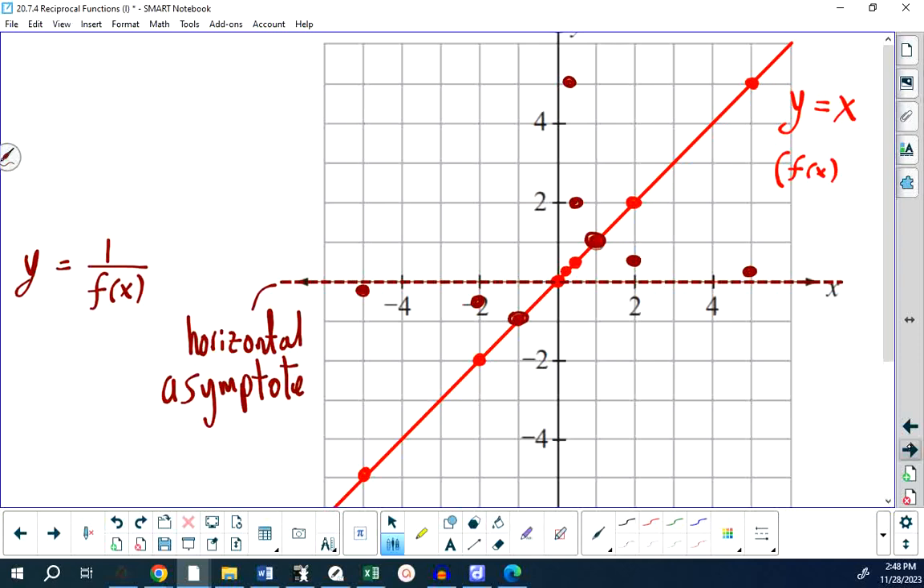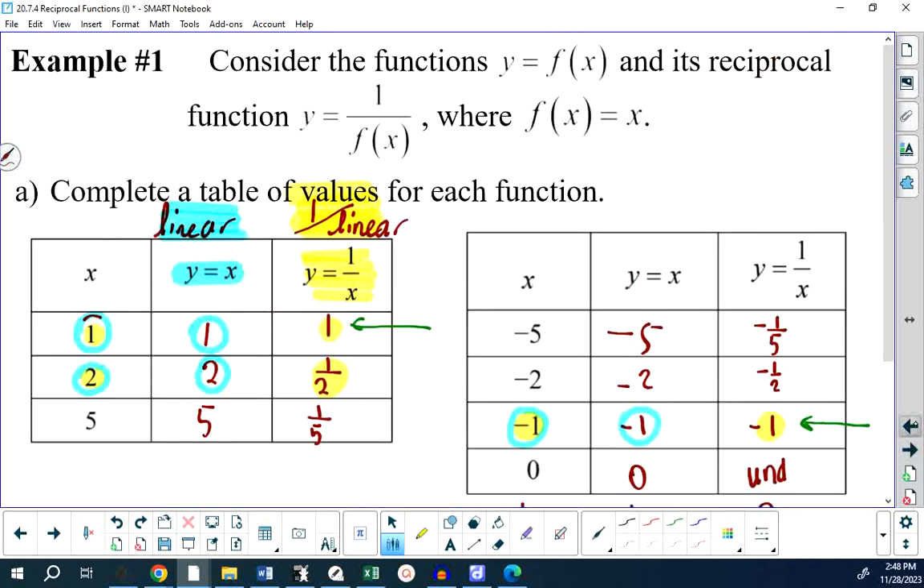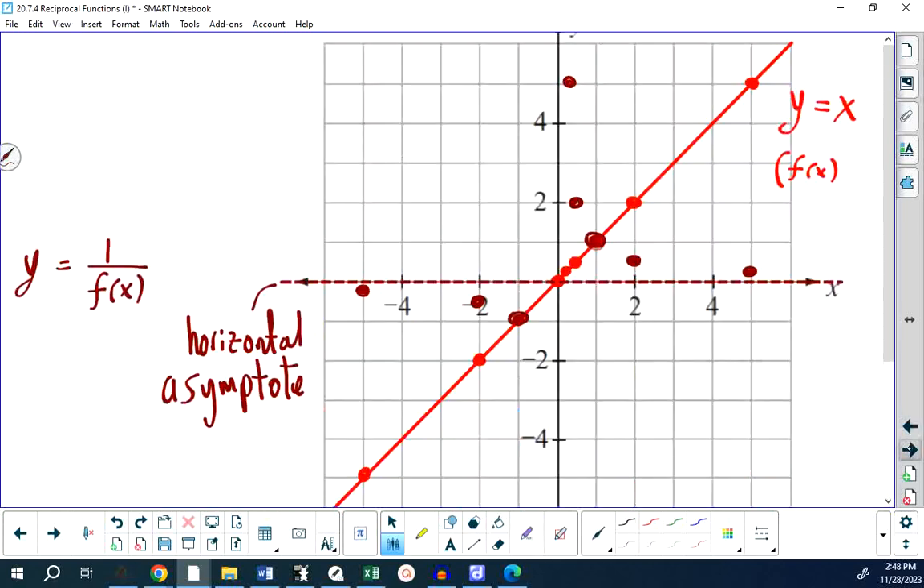And the exact same thing is going to happen vertically as happened horizontally. No matter how close we get to x equals 0, we will get bigger and bigger and bigger values of y. But we can't reach x equals 0. Why can't we reach x equals 0? Because it's not allowed. It's undefined. When x is 0, you end up going 1 divided by 0, which is not allowed. So we also have a vertical asymptote.